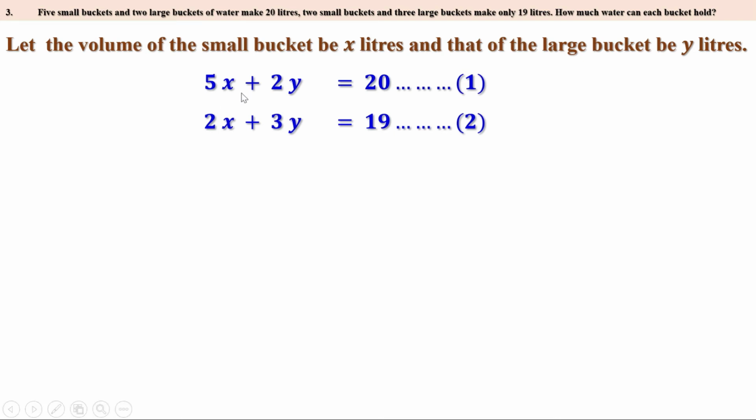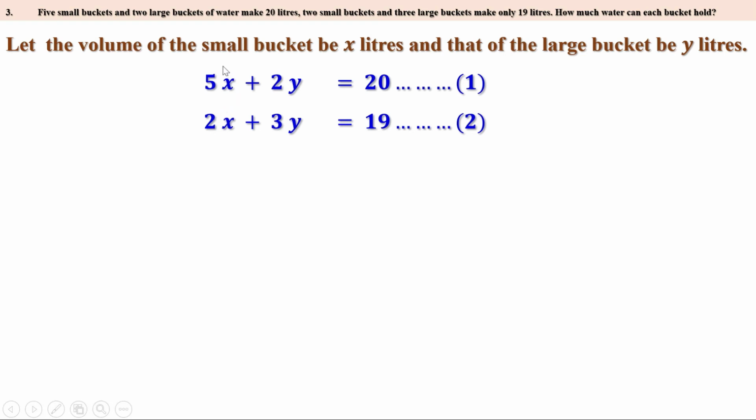Here the first term in the first equation is 5x and the first term in the second equation is 2x. They are not equal. Therefore subtracting they will not get cancelled. And can we multiply 2x by any number to get 5x? It is difficult. Now we can look at the second terms 2y and 3y. They are not equal. That means subtracting we will not get y cancelled. Can we multiply 3y by any number to get 2y? It's also difficult. So here we can do it in a different way.